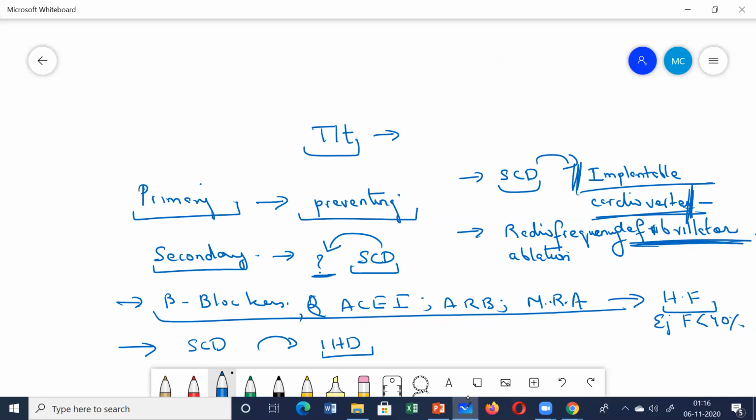So this was all about sudden cardiac death. Today we discussed sudden cardiac death, we discussed Brugada syndrome, and we discussed Commotio Cordis. This is all for today.